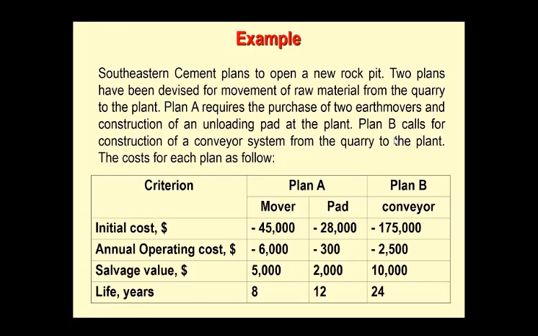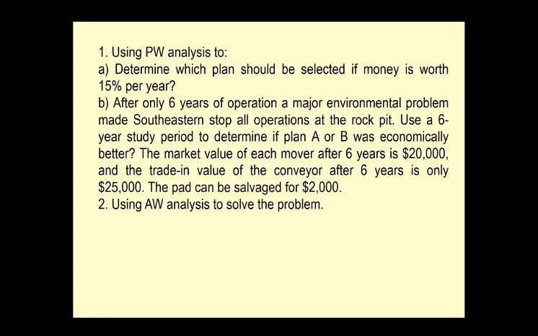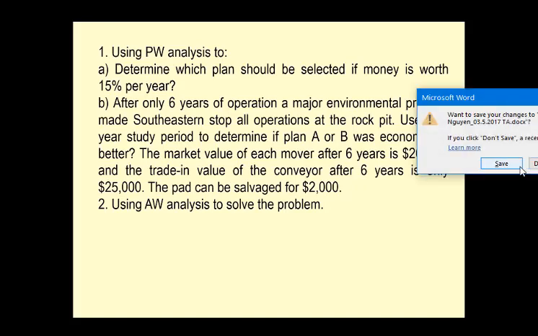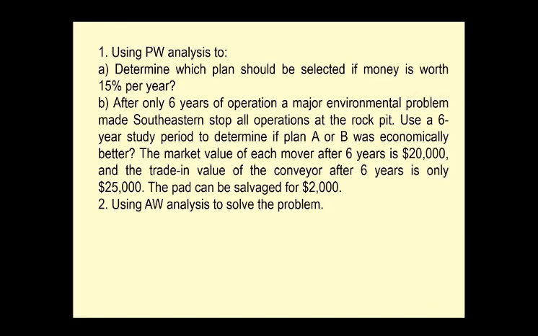So we have to draw the cash flow diagram for these plans. And now we answer the first question. Use present worth analysis to determine which plan should be selected, with the minimum accepted rate of return of 15% per year.